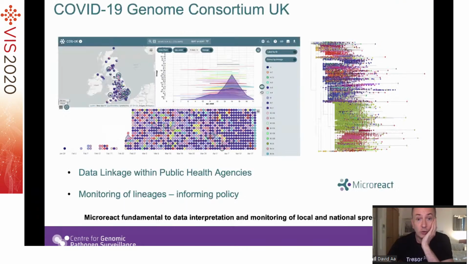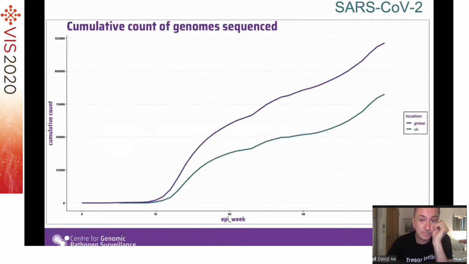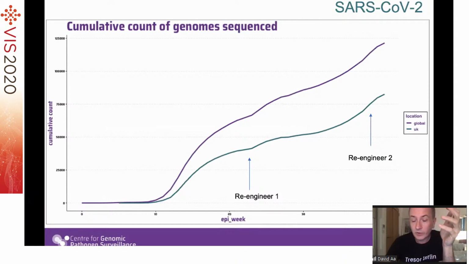So the consortium I've been involved in consists of many institutes across the UK. It's a truly decentralized collaboration where sequencing sites around the UK are generating these data on a daily basis and feeding into the global databases. Just to be able to display trees of this size, we've had to go through a re-engineering exercise at two specific points.